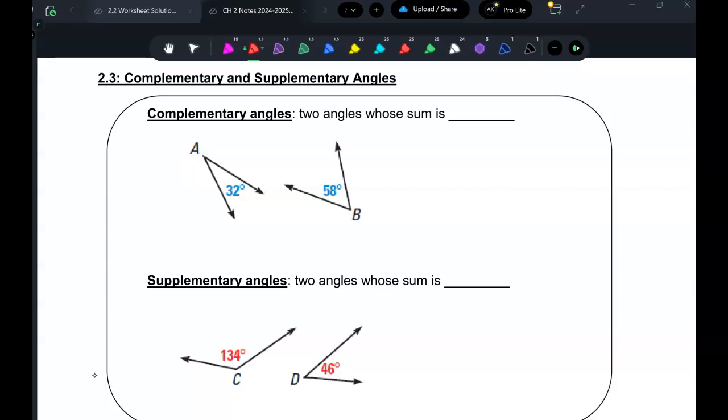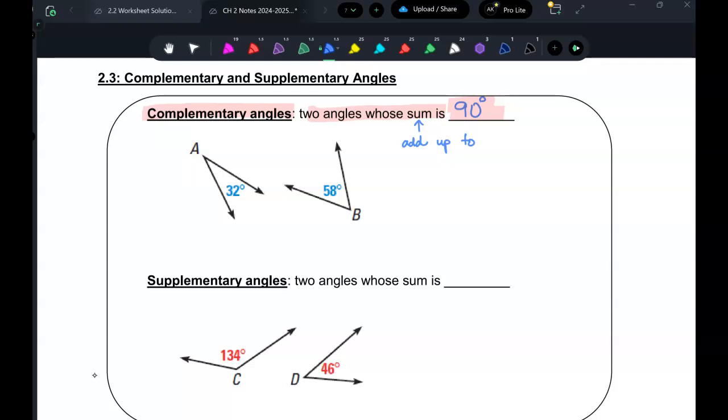Okay. All right, let's talk some vocabulary. So complementary and supplementary angles. Let's start with complementary. Complementary are when two angles have a sum of 90 degrees. Sum meaning they add up to, right? So they add up to 90 degrees.